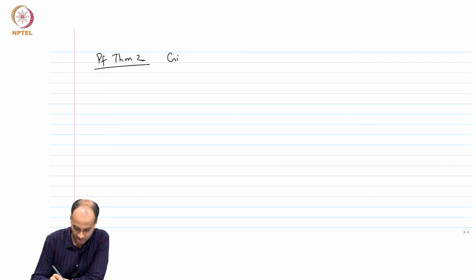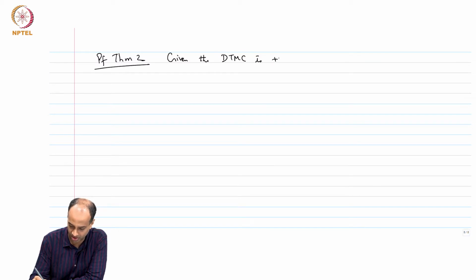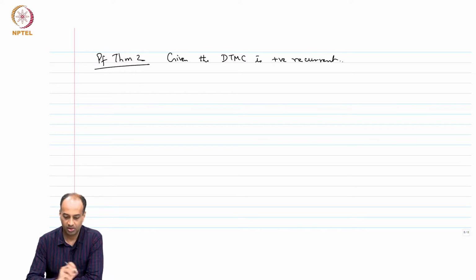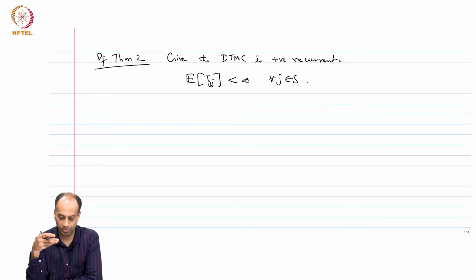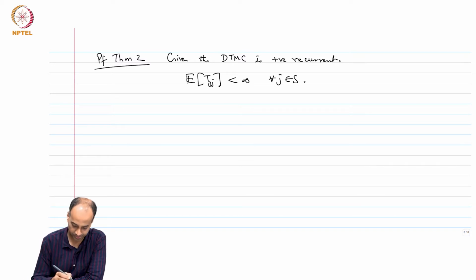So, given the irreducible DTMC is positive recurrent. Okay. So, therefore, I can take expected Tjj is finite for all j, right, because I am given that it is positive recurrent. Now, I have to show that pi is equal to pi p has a solution.